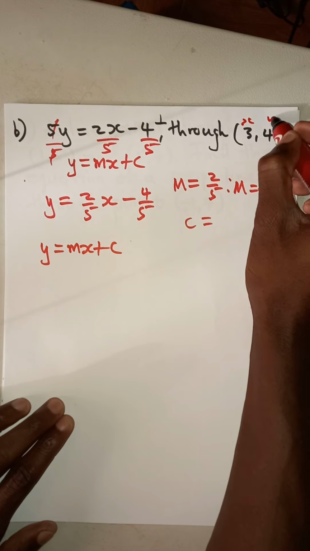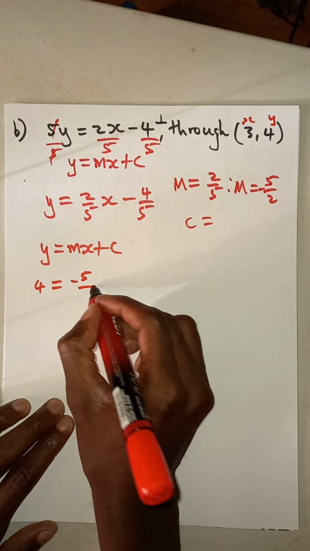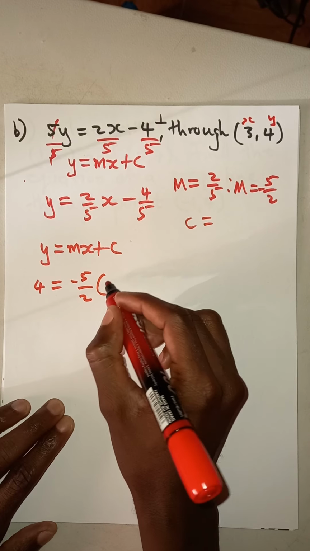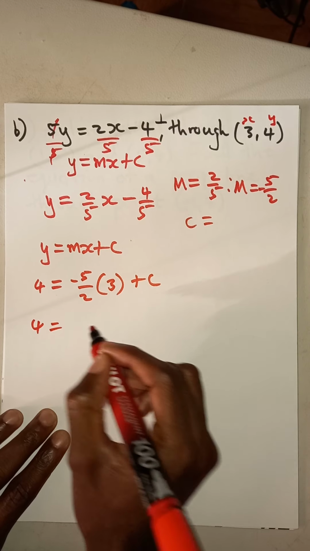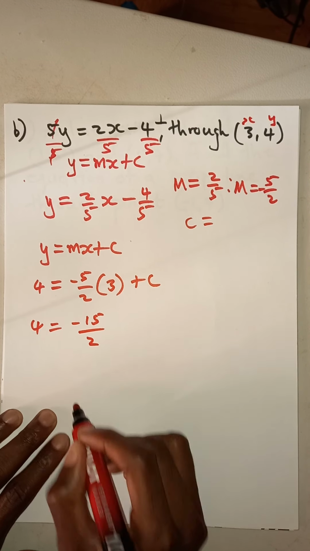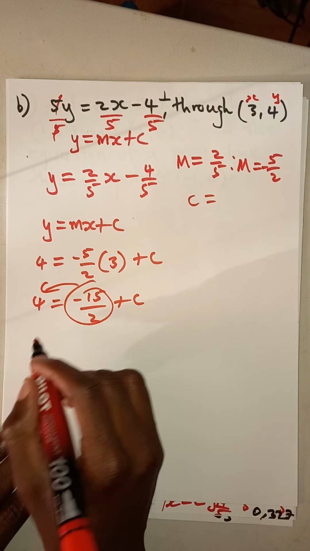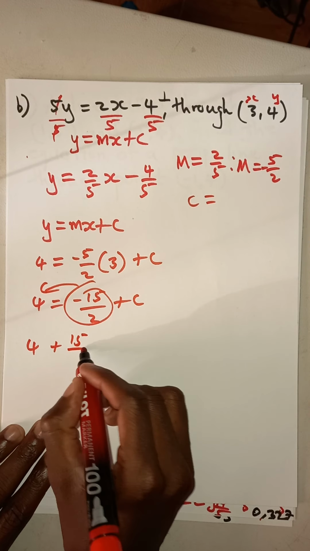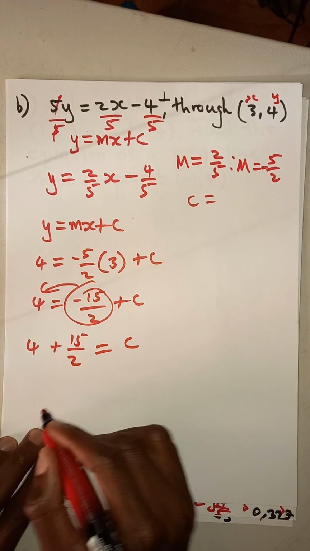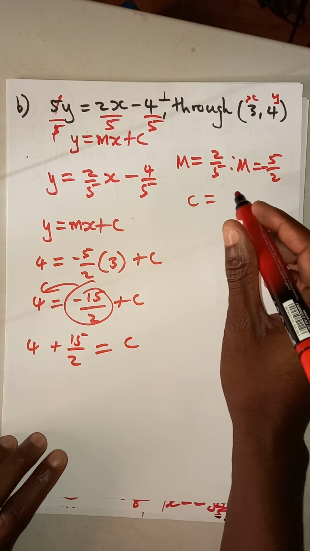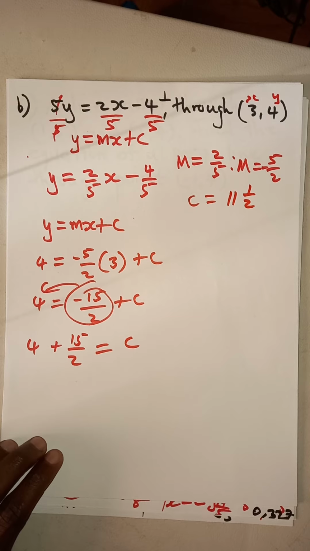So this is x, this is y. So y is 4 equals the gradient, negative 5 over 2, times x, which is 3, plus c. Now if we multiply this, it will give us negative 15 over 2 plus c. If this value crosses the equal sign, we have 4 plus 15 over 2 equals c. If we add this, it gives us a y-intercept of 11 over 2, so 11 1 over 2.